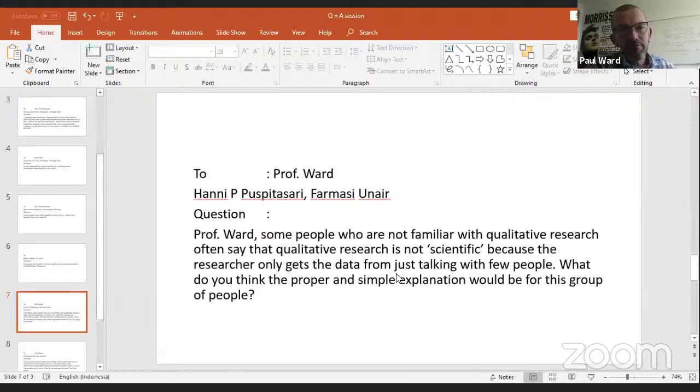Interesting, I'm assuming Pharmacy Unair is from the Faculty of Pharmacy. Yeah. Interestingly, my first research position 25 years ago, my first job as a researcher, was in the School of Pharmacy at the University of Manchester, and I was going into that School of Pharmacy as a qualitative sociology researcher.